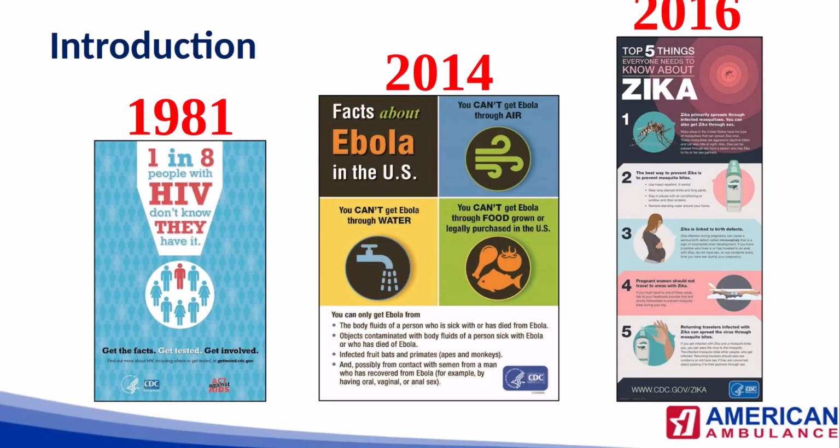Over the years, there have been outbreaks of diseases around the world. 3 examples of outbreaks that have affected the U.S. include the 1981 outbreak of HIV, the 2014 outbreak of Ebola, and, most recently, the 2016 outbreak of the Zika virus. All 3 are examples of diseases that can spread through contact with infected blood or other bodily fluids.